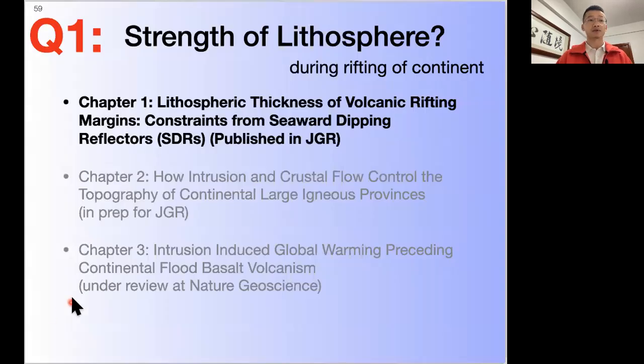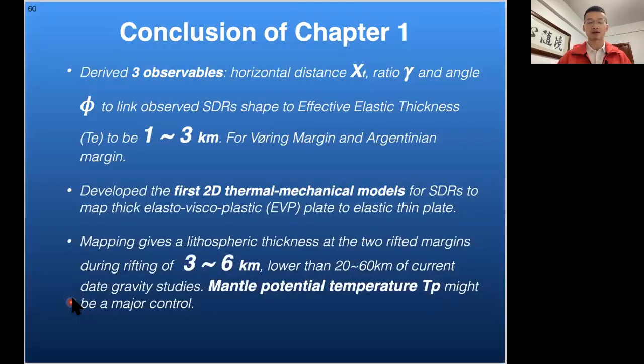So to address the first question, we have our conclusion here. We derive 3 observables, and these help us to estimate the elastic thickness of SDRs from 1 to 3 kilometers for the 2 margins. And then we developed a 2D thermomechanical model to map the TE to lithospheric thickness H_L of 3 to 6 kilometers. Mantle potential temperature might be a major control.